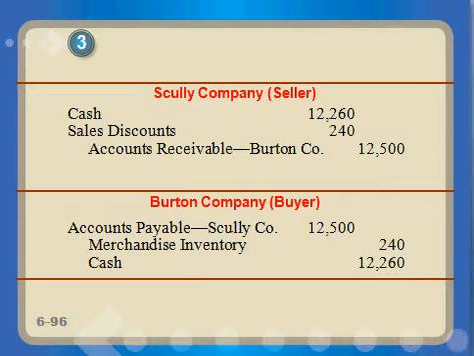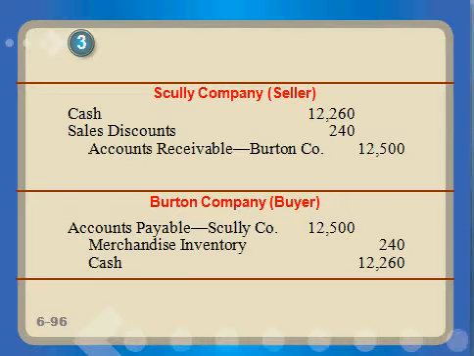We would debit our cash $12,260 because it was $12,500, counting the freight, and then minus $240 discount. So we debit the cash, debit the sales discounts $240, and then credit the receivable $12,500. Burton in their records would debit their accounts payable $12,500, credit the merchandise inventory for the discount that they took $240, and credit their cash $12,260.